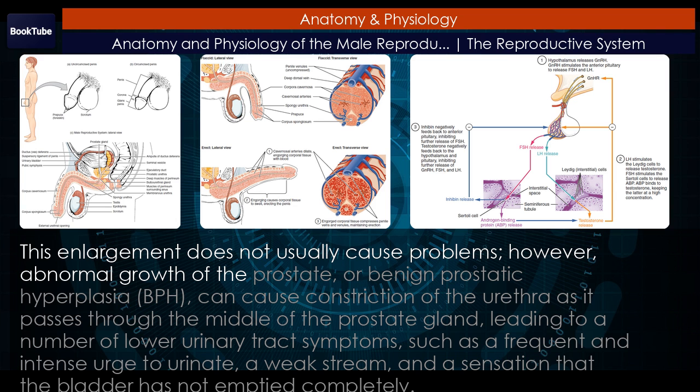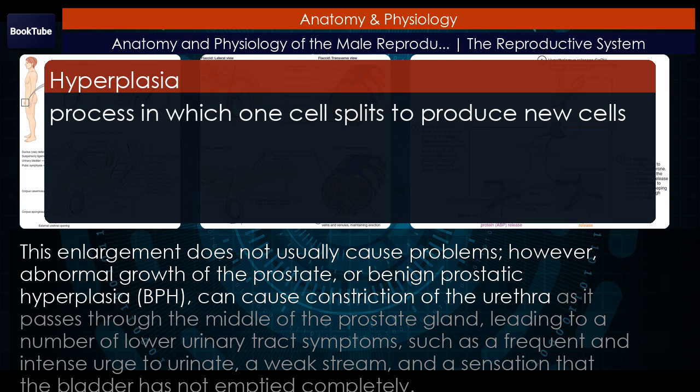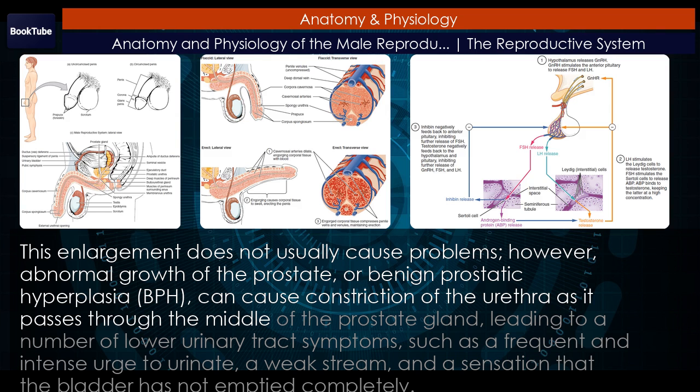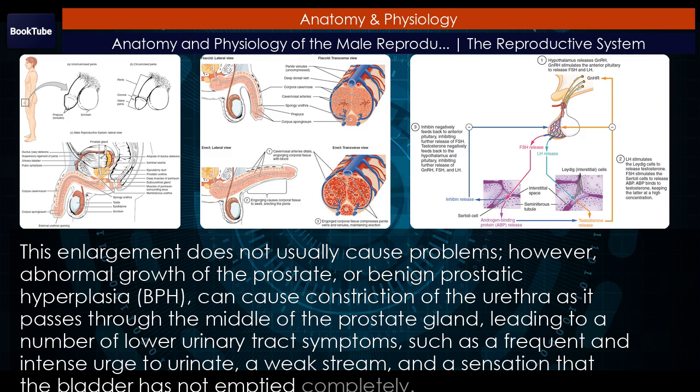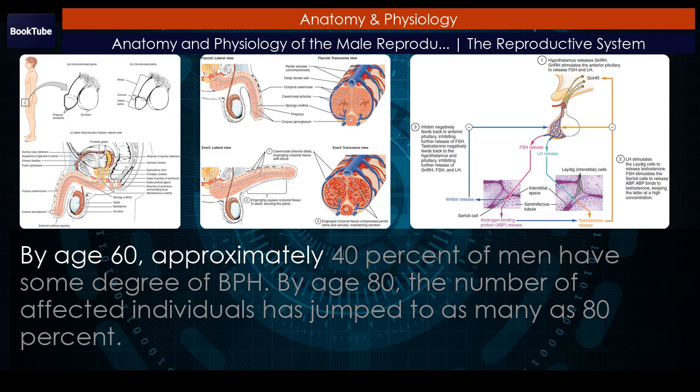However, abnormal growth of the prostate, or benign prostatic hyperplasia, BPH, can cause constriction of the urethra as it passes through the middle of the prostate gland, leading to a number of lower urinary tract symptoms, such as a frequent and intense urge to urinate, a weak stream, and a sensation that the bladder has not emptied completely. By age 60, approximately 40% of men have some degree of BPH. By age 80, the number of affected individuals has jumped to as many as 80%.